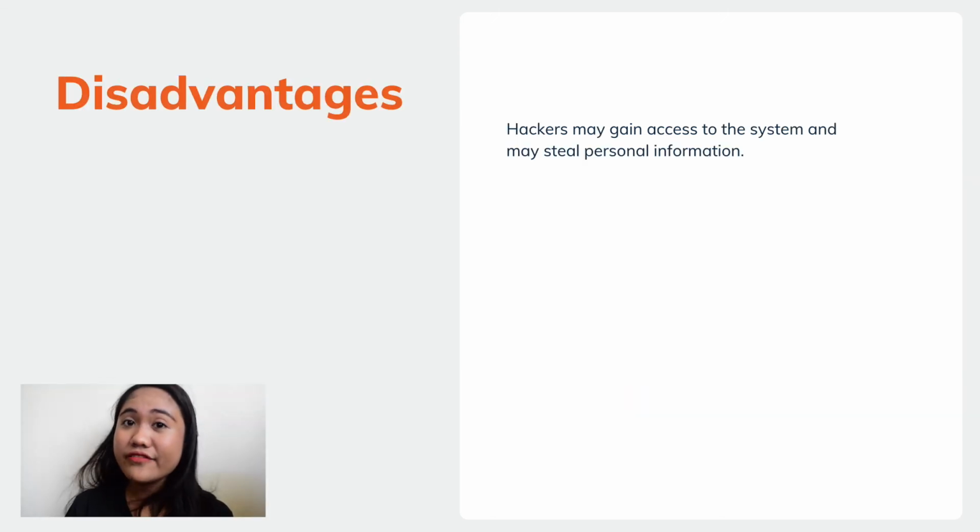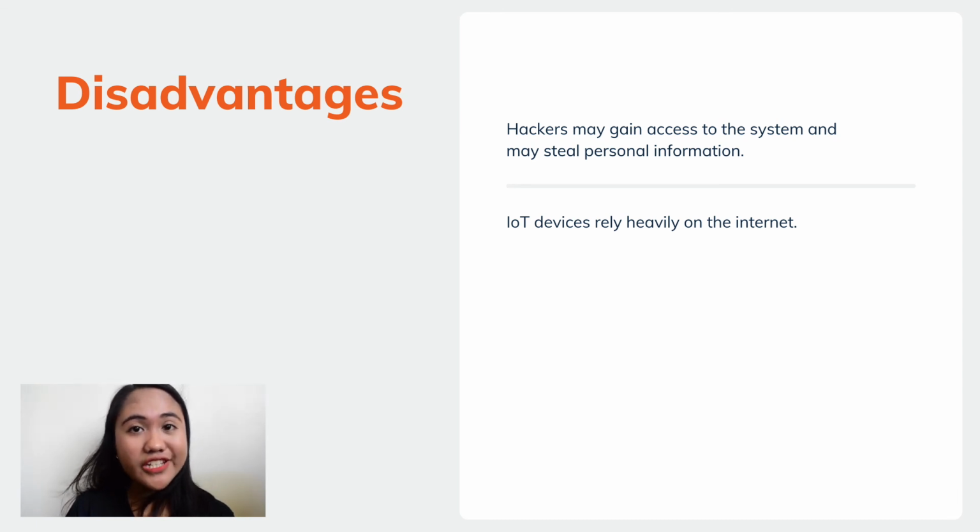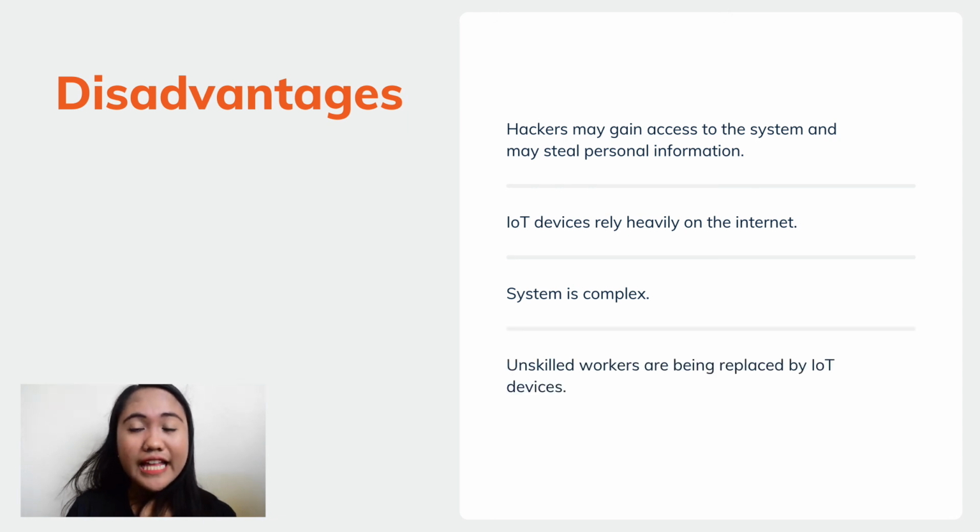Now for its disadvantages, hackers may gain access to the system and may steal personal information. Next, IoT devices rely heavily on the internet and are unable to function effectively without it. Third, with the complexity of the systems, there are many ways for them to fail. And lastly, unskilled workers are at high risk of losing their jobs as they are being replaced by IoT devices.